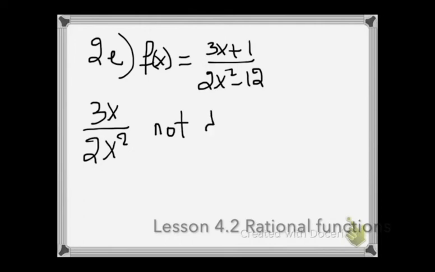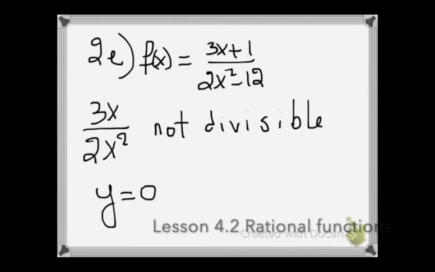Not divisible. Since it is not divisible, I say y equals 0 as horizontal asymptote. So this is my horizontal asymptote for example 2e.